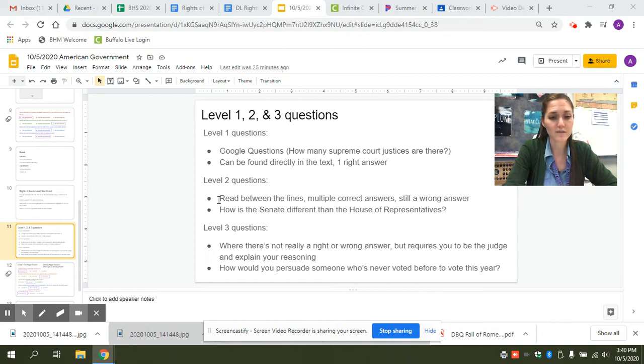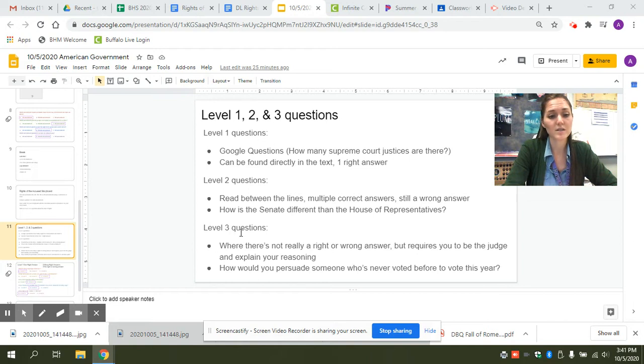Level 2 questions, they're going to be like read between the line questions. They're going to have multiple correct answers, but there's still going to be a wrong answer. A lot of these ones will be like comparing and contrasting. So here's an example of a level 2 question. How is the Senate different than the House of Representatives? There are multiple different correct answers, but there's still a wrong answer.